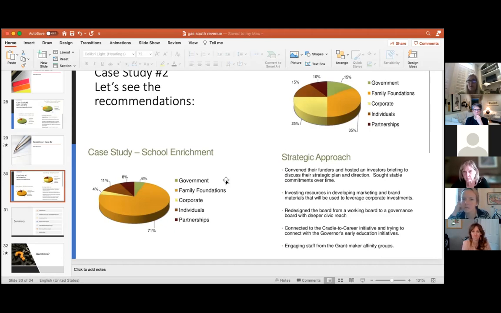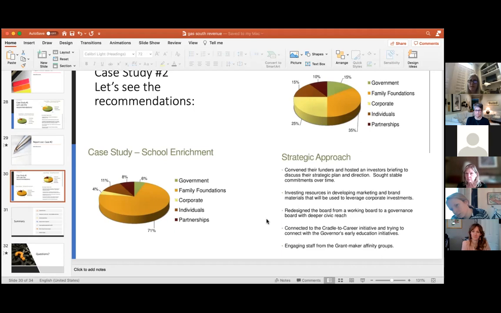And then they completely redesigned the board, as Jonathan said, from a working board to more of a governance board with a deeper civic reach, because they were very much going after, as you can tell, the corporate area, but also trying to increase the individuals they had access to, but definitely this corporate mix here.